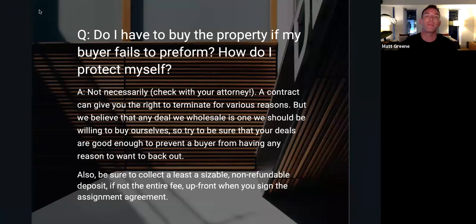Next question: do you have to buy the property if the buyer fails to perform? Well, it depends on how the contract's written, and it's not necessarily the case. Check with an attorney. Depending on how the contract's written, you may have the right to terminate if the assignment buyer does not complete the transaction. Or there are other mechanisms to protect yourself. One of the things that some people do is they will offer a certain deposit to purchase the property, but they will charge the assignment buyer a larger deposit. So if both buyers end up defaulting, the costs are covered. Again, check with an attorney, but the answer to the question is not necessarily.